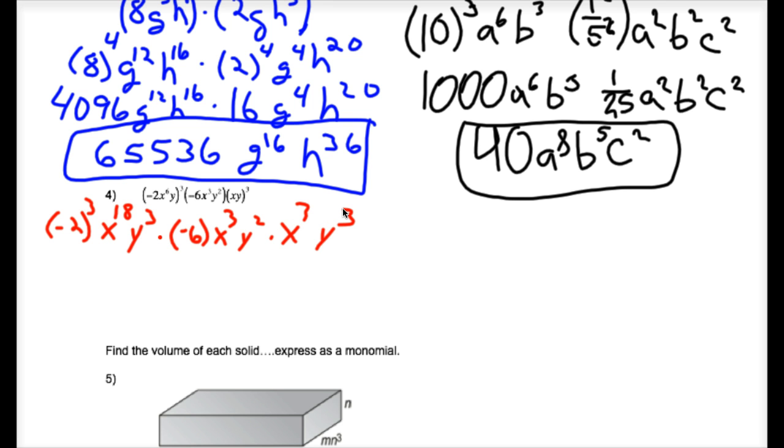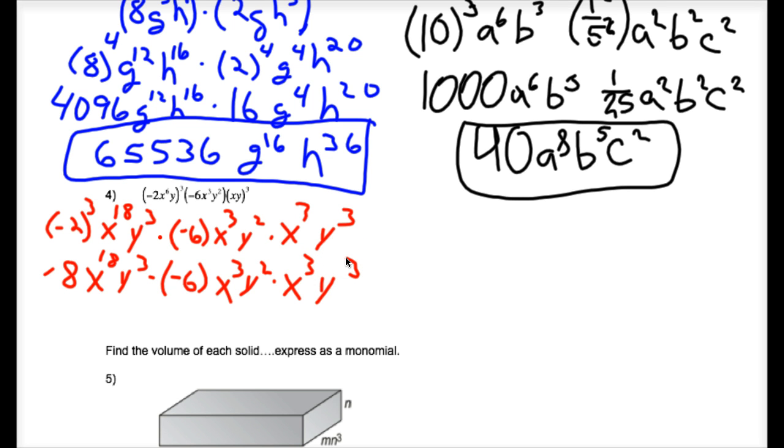Okay? What did we say negative 2 cubed was? Negative 8. Negative 8 x to the 18th y cubed times negative 6 x cubed y squared. If you combine your x's and y's, your exponents in this step, that would be fine. Now, what's negative 8 times negative 6? 48. X to the 18, 19, 20, 21, 22, 23, 24. Y to the 3, 4, 5, 6, 7, 8.